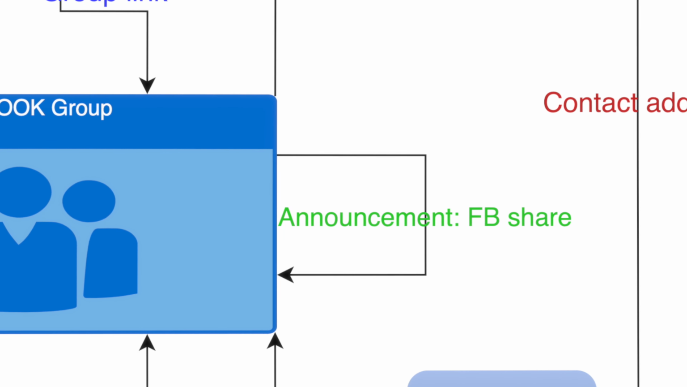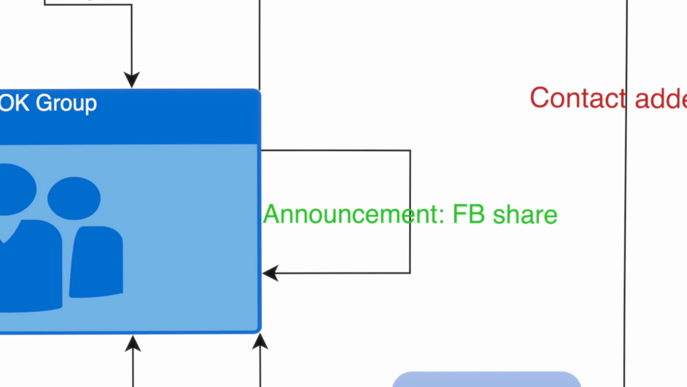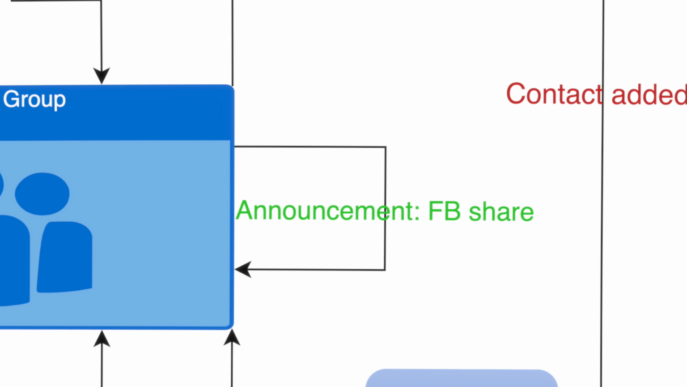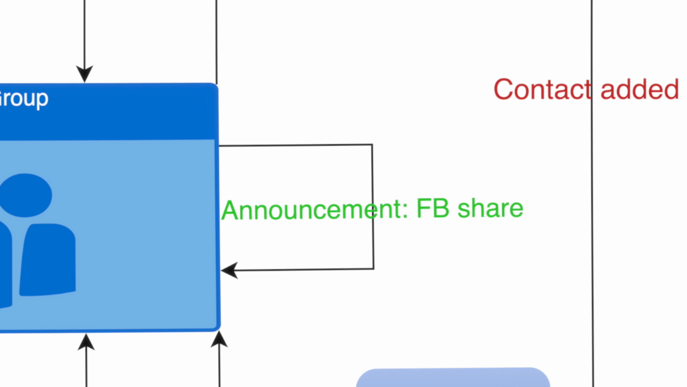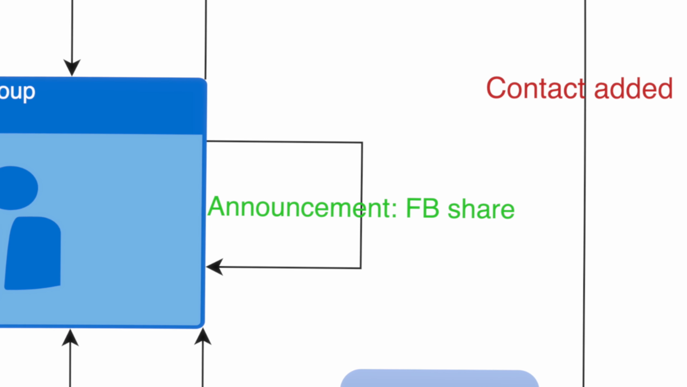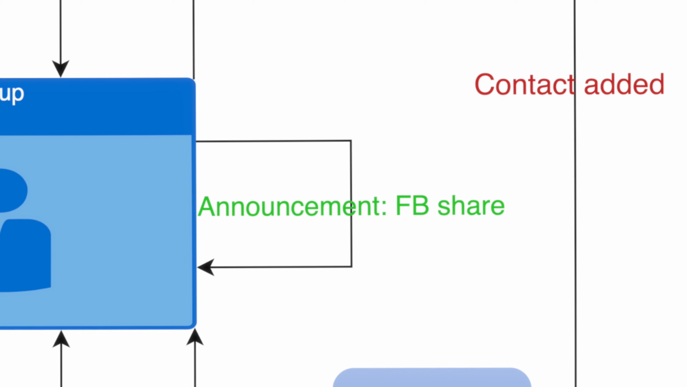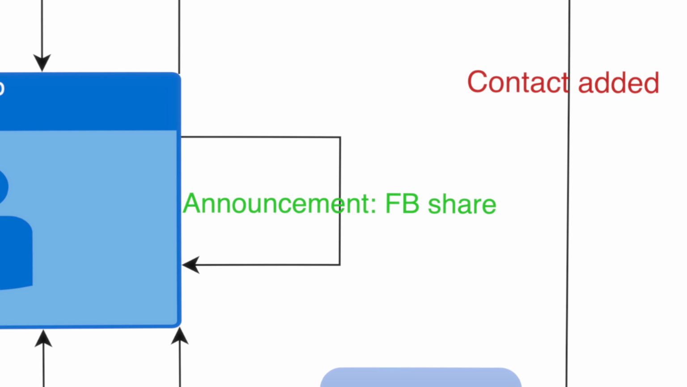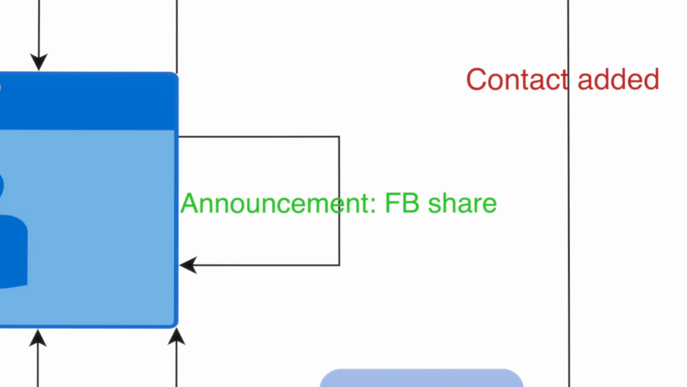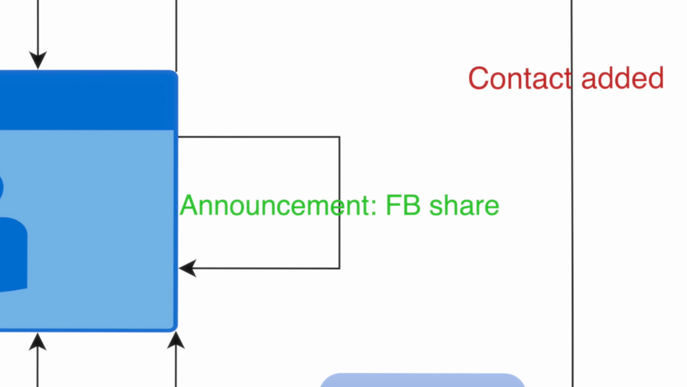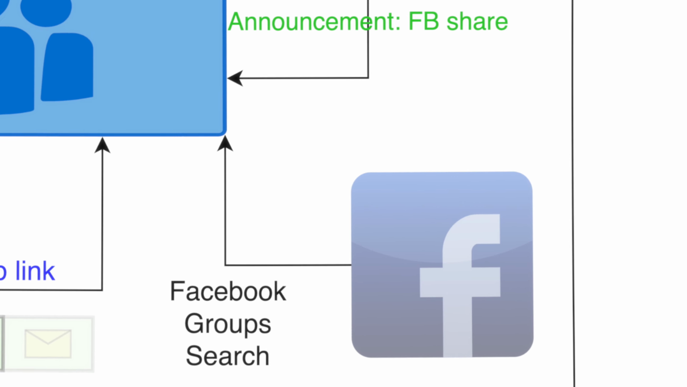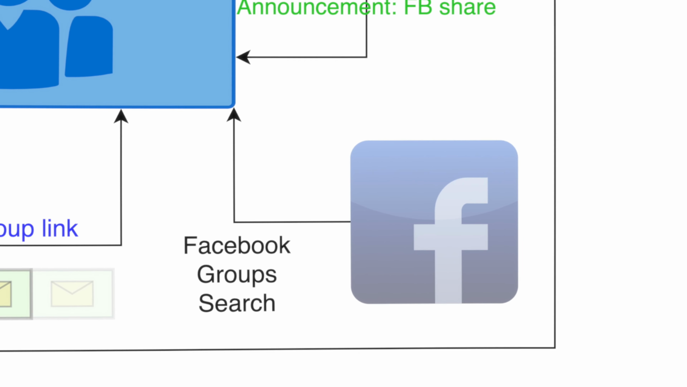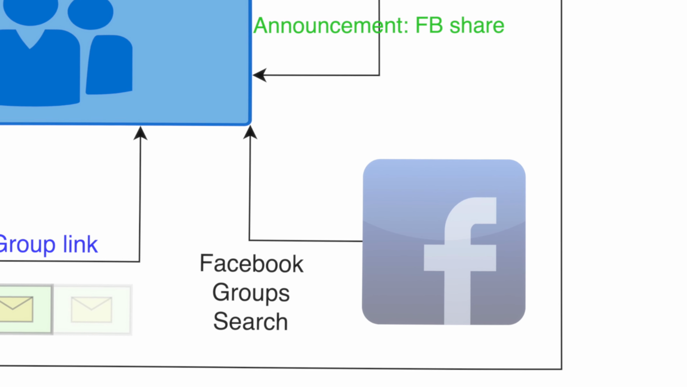Then we have other incoming links, of course, because there are 6. It was the third one. So the fourth one is the one that we don't control. They just come from Facebook search, group search. So they look for a group and they find your group and they join it. So you don't control it.